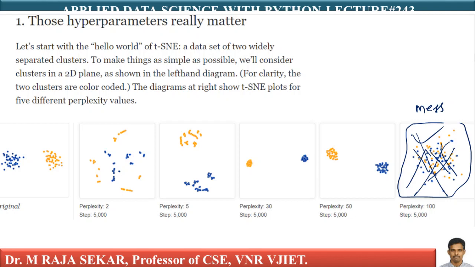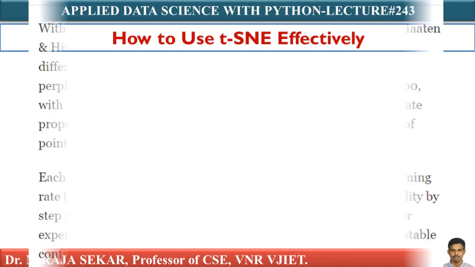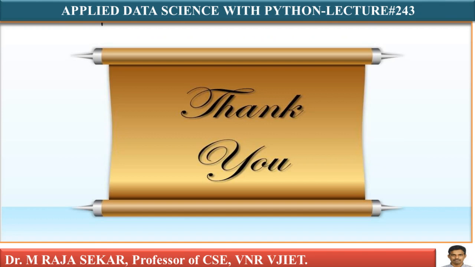And the next important thing is, what if I keep my perplexity constant? In this case, we varied perplexity: perplexity 2, perplexity 5, perplexity 30. In the next case, we will fix the perplexity and try to understand this t-SNE algorithm. That I will do in my next lecture, lecture number 244. Thank you very much.